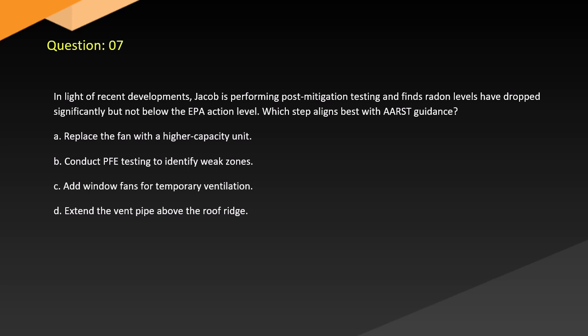Question 7. In light of recent developments, Jacob is performing post-mitigation testing and finds radon levels have dropped significantly but not below the EPA action level. Which step aligns best with EPA guidance? A. Replace the fan with a higher capacity unit. B. Conduct feed testing to identify weak zones. C. Add window fans for temporary ventilation. D. Extend the vent pipe above the roof ridge.